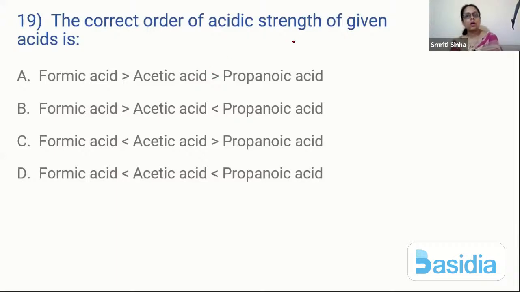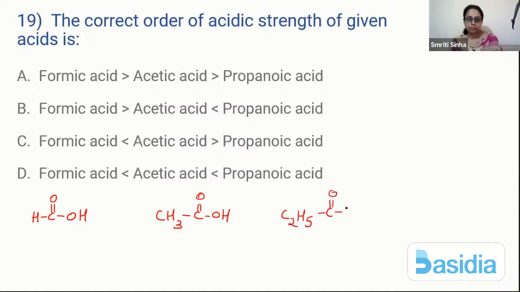Next, the correct order of acidic strength of the given acids. Out of these, which acid is the strongest and which one is the weakest? So let's compare formic acid with acetic acid, and then with propionic acid. Which one is the strongest acid? Remember, what happens here is that once the H is gone, oxygen will form the negative charge, correct? Now if this negative charge is stable, then your acidity is more, meaning your acid is a stronger acid because the conjugate base will be stable.